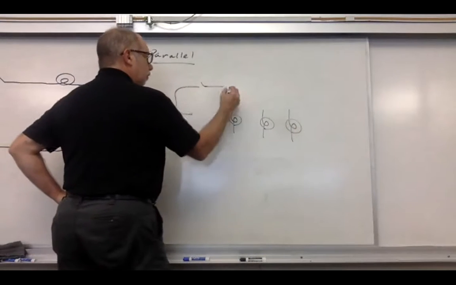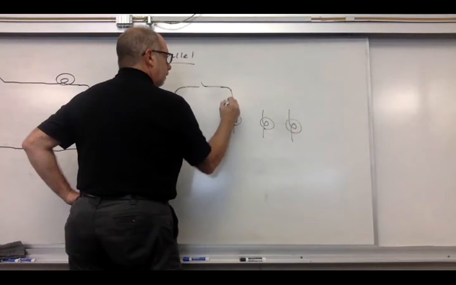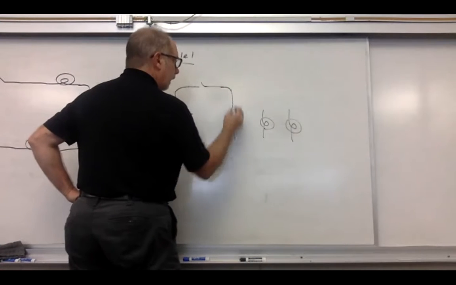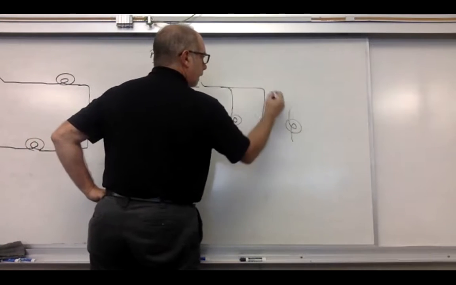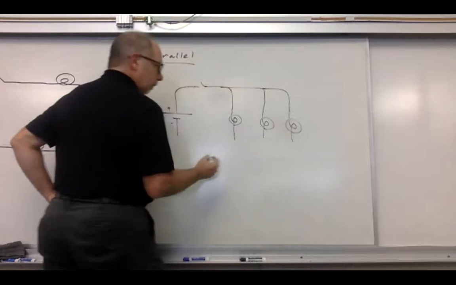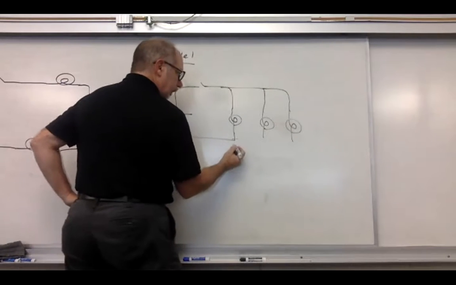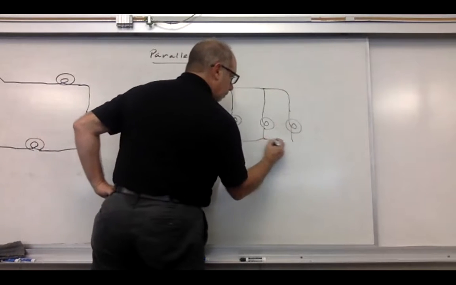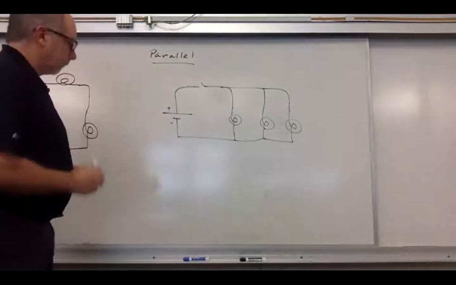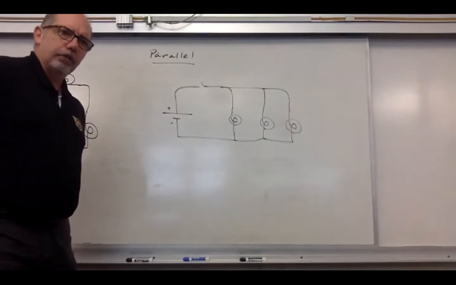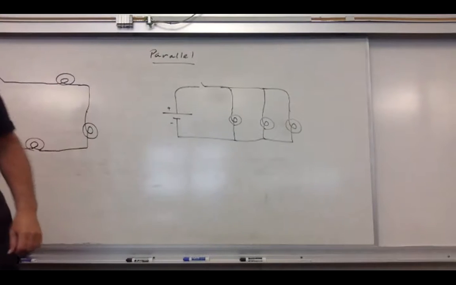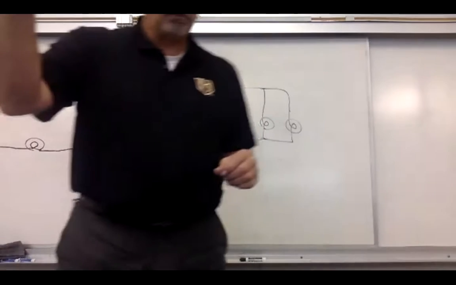And then I'm going to connect them. I'm going to connect the battery to the switch, the switch to the first light bulb, the first light bulb to the second light bulb, the second light bulb to the third light bulb. I'm going to connect the battery to the first light bulb, to the second bulb, to the third bulb. And this is going to be my parallel circuit. All right, well, let's wire this up.